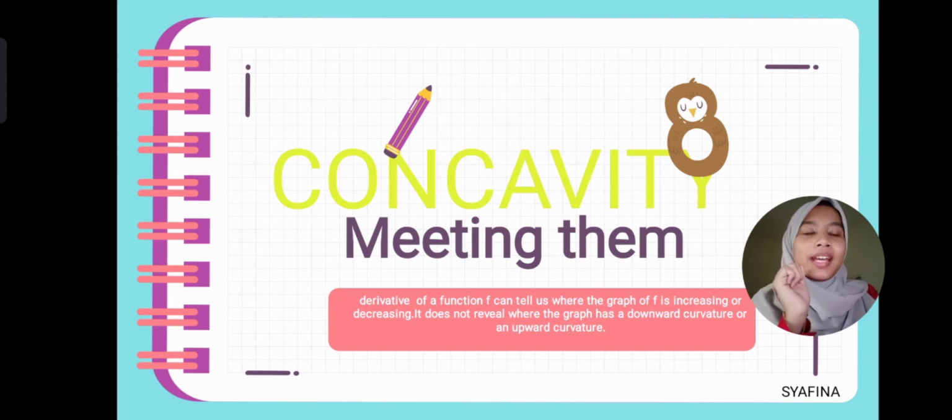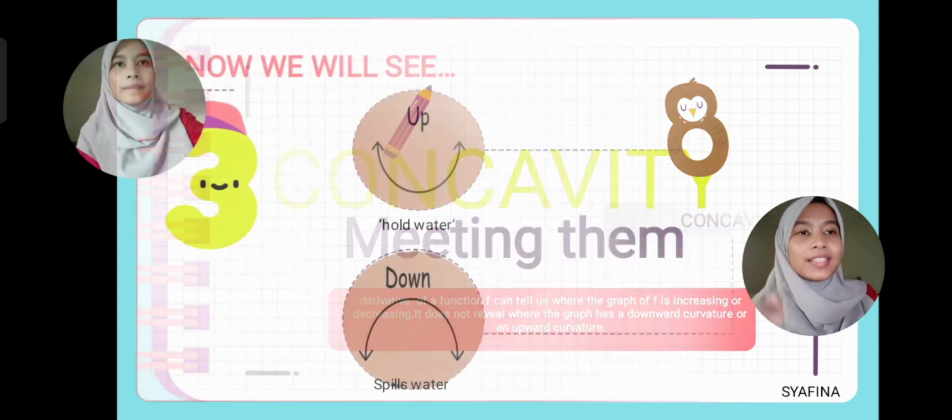Okay, now I will teach you about concavity. The derivative of a function f can tell us where the graph of f is increasing or decreasing. It does not reveal where the graph has a downward curve or upward curve. So I will teach you how to know whether the graph curves downward or upward.